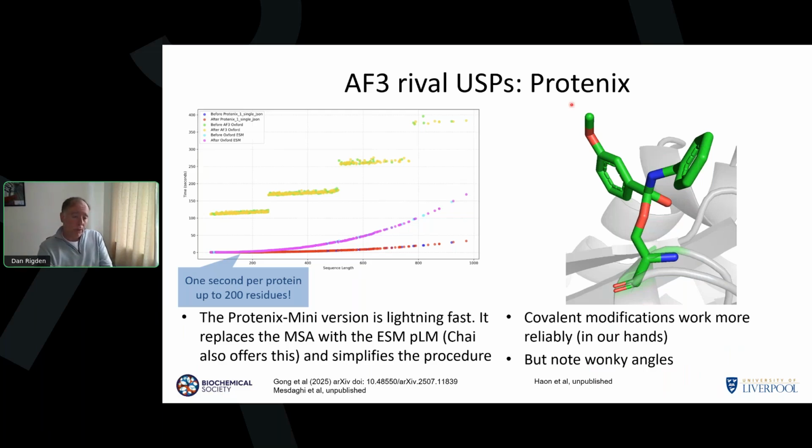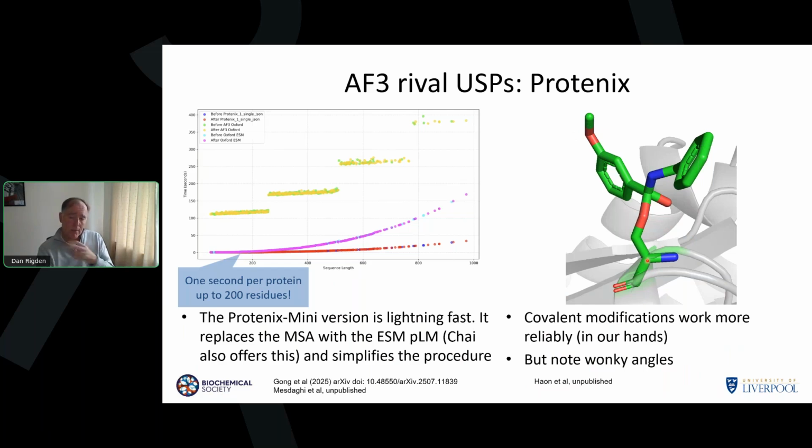So one of them is called Protenix. Two things to mention about Protenix. There's a Protenix mini version, which is just astonishingly fast. We've got an application where we want to generate very large numbers of models, and we've realized that with the right kind of configuration, a model up to 200 residues takes 1 second. It's almost inconceivable on a perfectly normal cluster. It's amazingly fast.